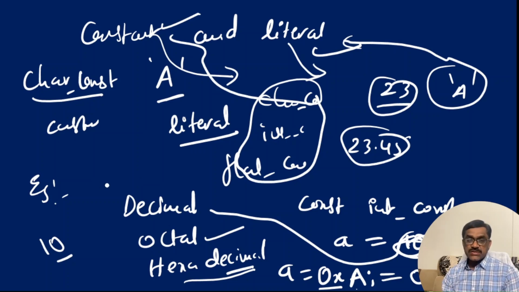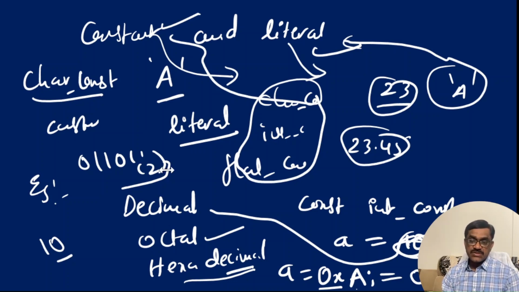Whenever we discuss the binary number system, we write zeros and ones, right? The base is 2. So we have various types of number systems: binary number system, decimal number system, octal number system, and hexadecimal number system. For storing the values for the integer constants, we are using decimal or octal or hexadecimal.